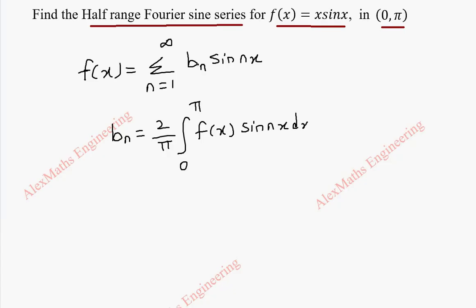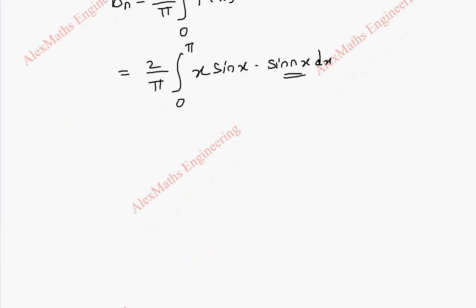Now replace f of x. So 2 by pi integral 0 to pi f of x is x sine x, and we also have into sine nx, then dx. Usually we write this n term as a first term. So this is 2 by pi integral 0 to pi x into sine nx into sine x dx.